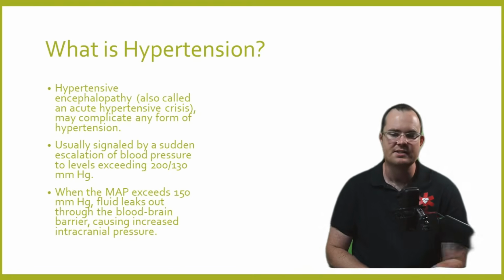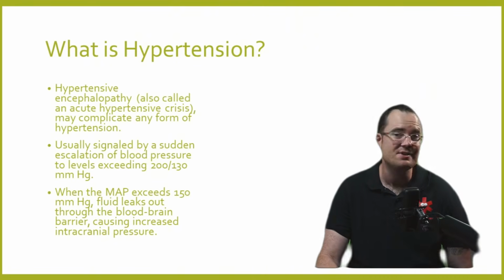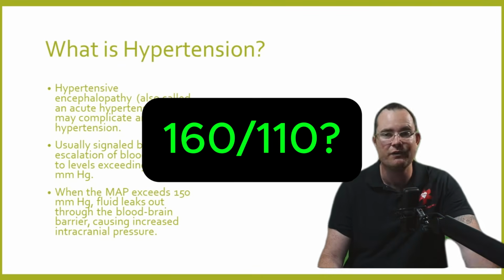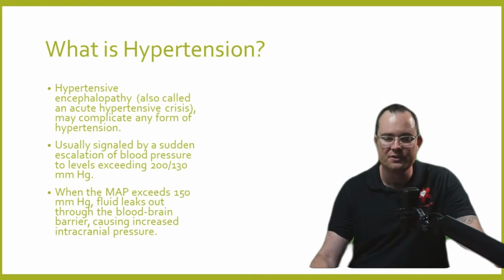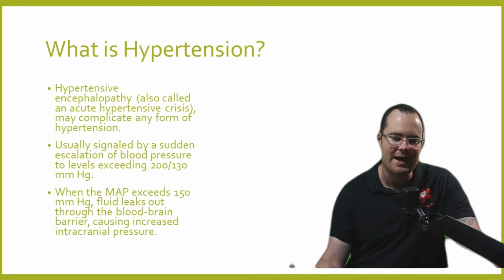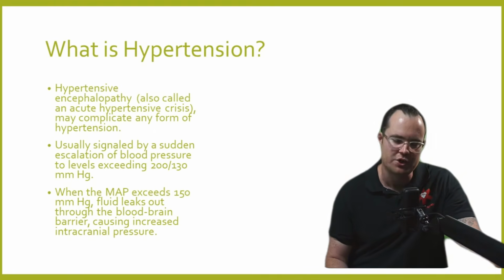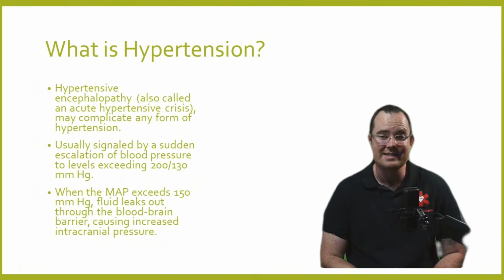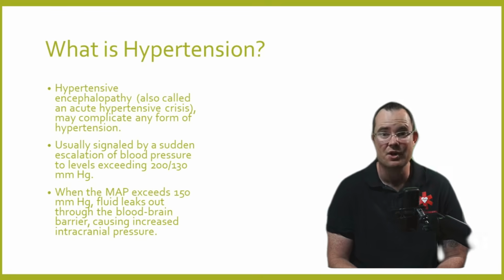So let's take a look at this. This is called hypertensive encephalopathy, or an acute hypertensive crisis. One's blood pressure must exceed 200/130. This is straight out of the textbook. This is part of the national. 200/130 is considered a hypertensive crisis. With any mean arterial pressure that exceeds 150, fluid will leak through the blood-brain barrier, causing ICP with a MAP greater than 150. So you can already see the problems hypertension could cause.